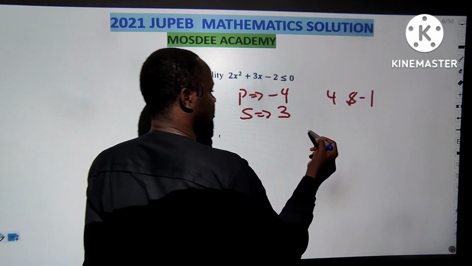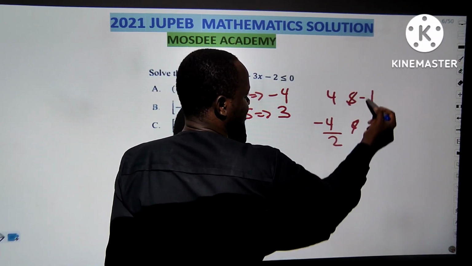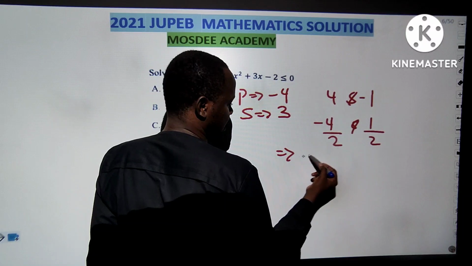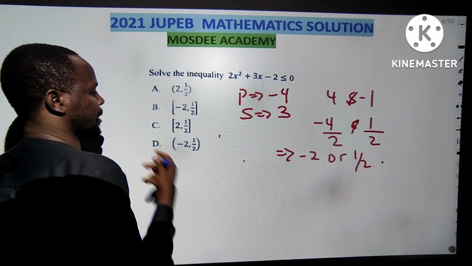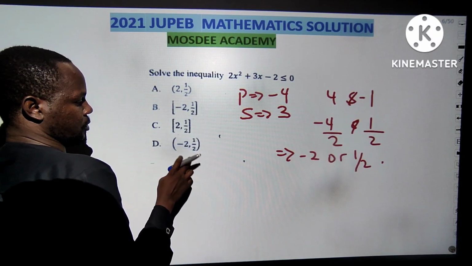Shortcut can also work. Change the sign: minus 4. Divide by leading coefficient 2. And change the sign: 1, leading coefficient 2. Answers are negative 2 or 1 by 2. So that's what I'm having. Negative 2 or 1 by 2. We can say 2 options.